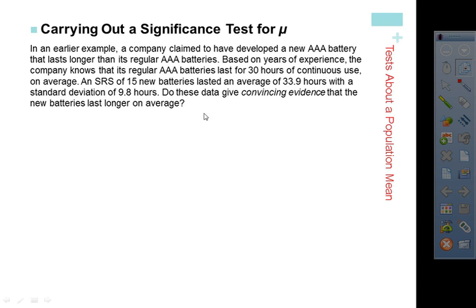It says, in an earlier example, a company claimed to have developed new AAA batteries that last longer than its regular AAA batteries. Based on years of experience, the company knows that regular AAA batteries last for 30 hours of continuous use on average. A simple random sample of 15 batteries lasted on average 33.9 hours with a standard deviation of 9.8 hours. Does this data give convincing evidence that the batteries last longer on average?